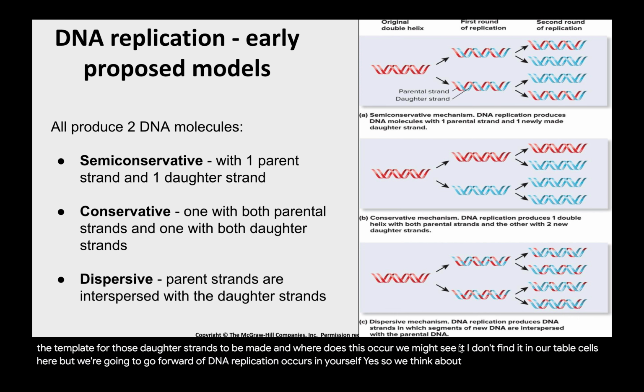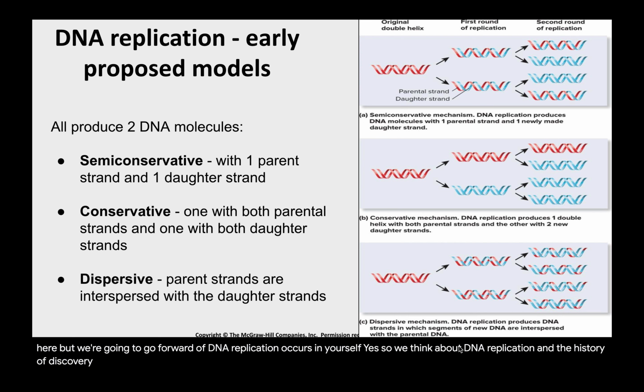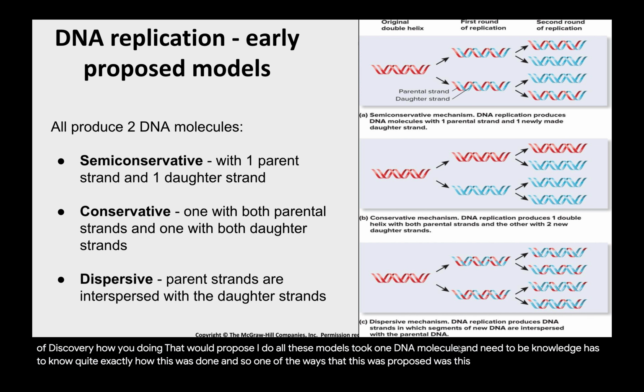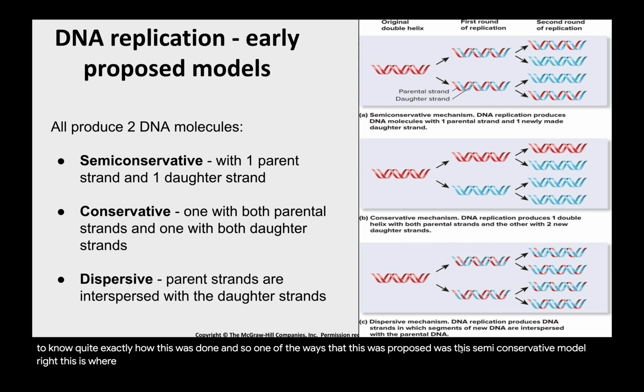So when we think about DNA replication and the history of discovering how DNA replicated, there were actually 3 different models that were proposed. All of these models took one DNA molecule and made 2 DNA molecules, but we didn't know quite exactly how this was done. One of the ways that this was proposed was this semi-conservative model. This is where one original DNA strand would separate and create 2 DNA molecules, each DNA molecule having a strand from the parent and a strand from the daughter. And you can see that with our 2 different colors here.